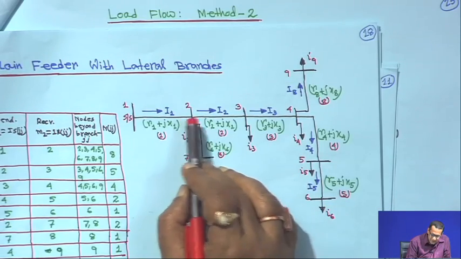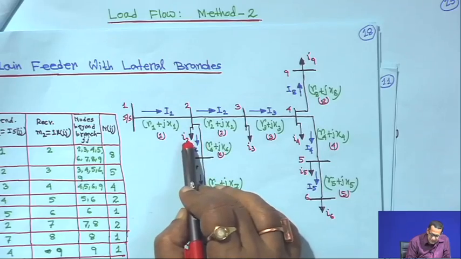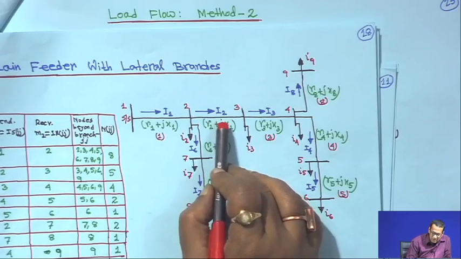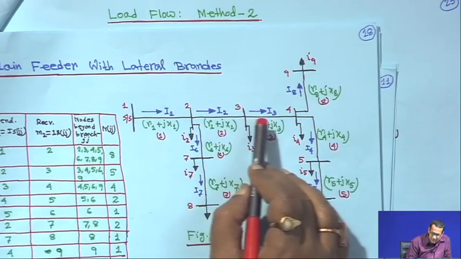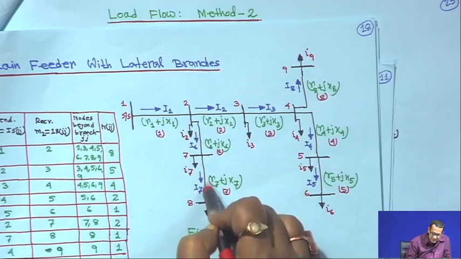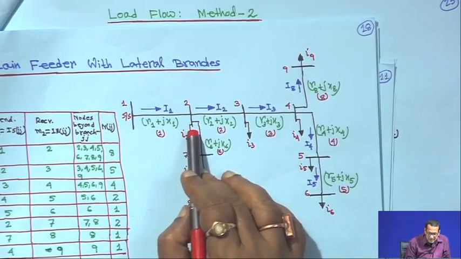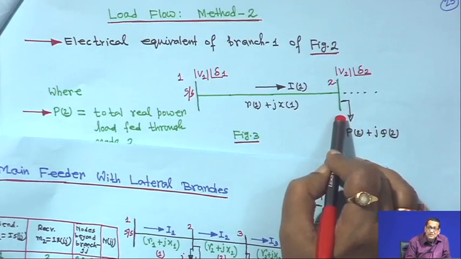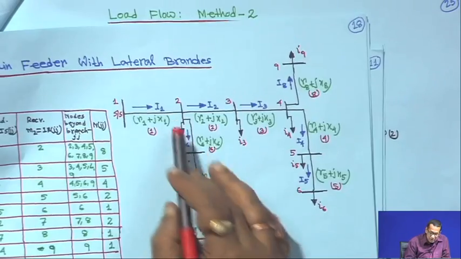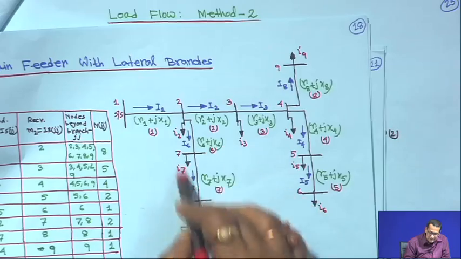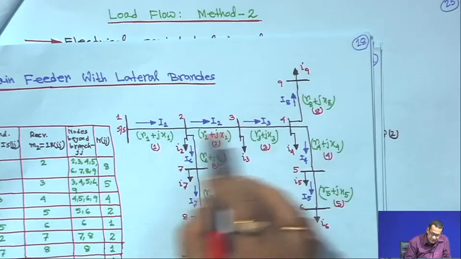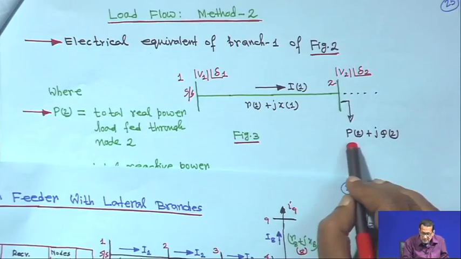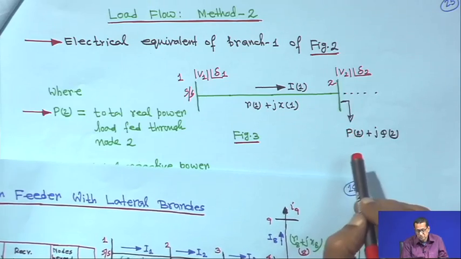So, whatever loads are there beyond this branch 1, that is your PL2 plus PL3 plus whatever it is, you sum it up, plus the loss also you have to account. Whatever branches are there beyond this branch, what will be the loss, that will be the total load fed through the node, meaning the load of node 2 itself, that is the load of the receiving end node itself, plus all the loads beyond this branch plus all the power losses in all the branches beyond this branch. That is actually the total real power load fed through node 2.